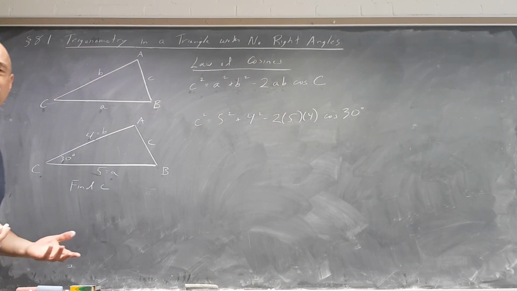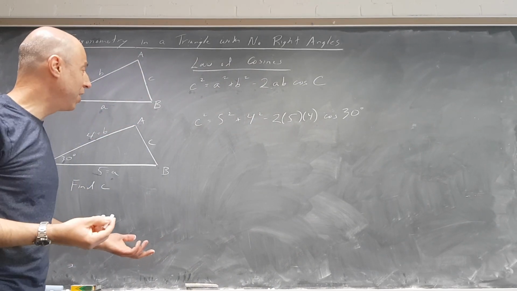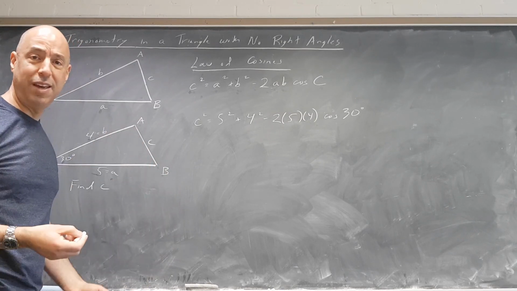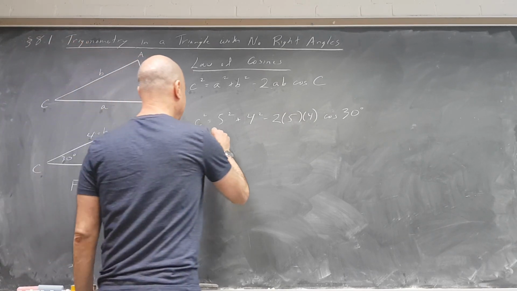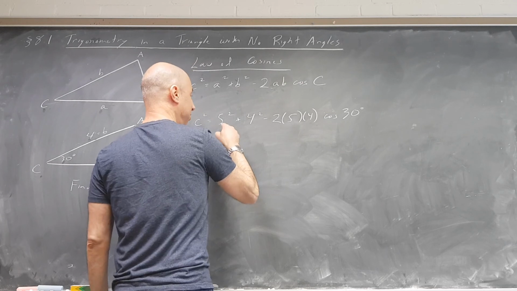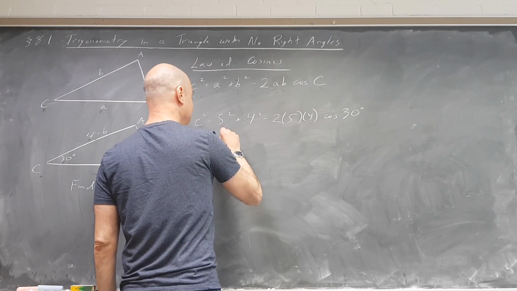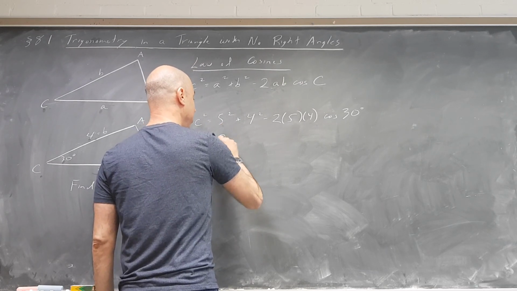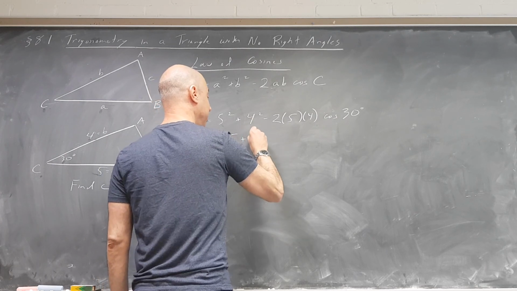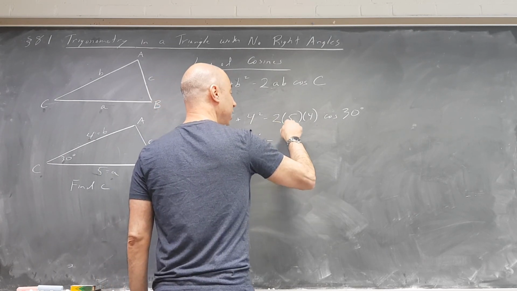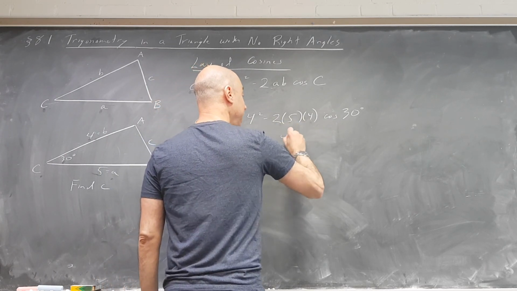At this point, you could just go ahead and use your calculator if you want. I'm going to do the arithmetic sort of by hand for now, as long as I can. That's just my personal taste. Don't feel constrained by that. So 25 plus 16 minus 20 times 2 is 40.